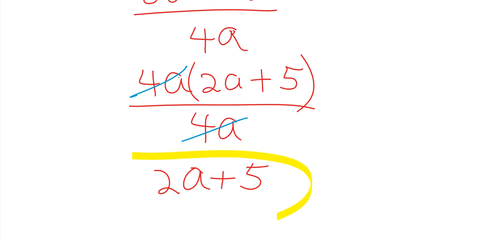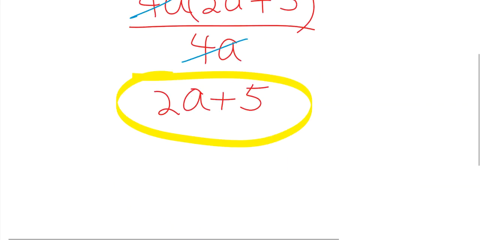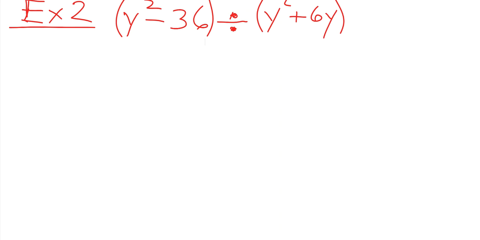Okay, that's your first one, example number 1. Let's move on now, see if we can pick up example number 2. In example number 2, we take y squared minus 36, and we divide by y squared plus 6y.